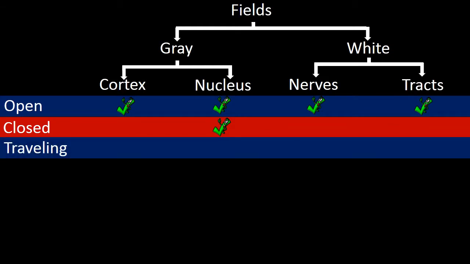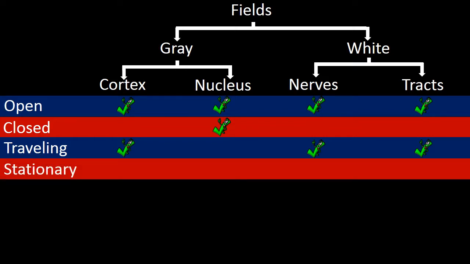Electrical fields are classified as traveling when they advance their position steadily in relation to time. Traveling electrical fields occur in nerves and tracts. And according to some authors, they may also arise from the brain. Electrical fields are classified as stationary when they do not change their position with time. Stationary electrical fields arise from cortices and nuclei.